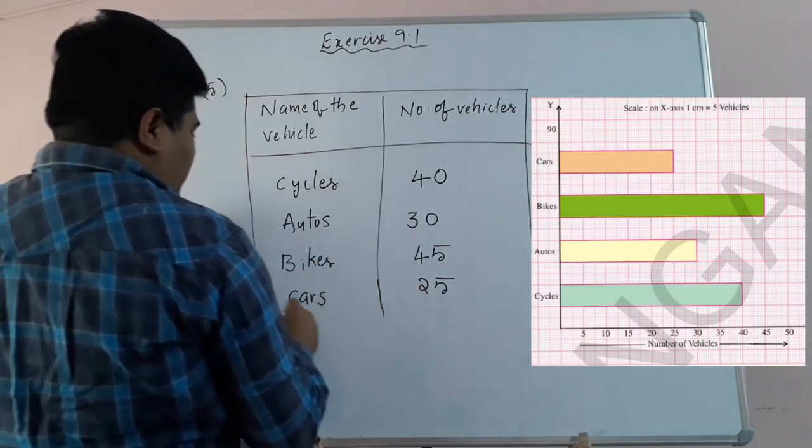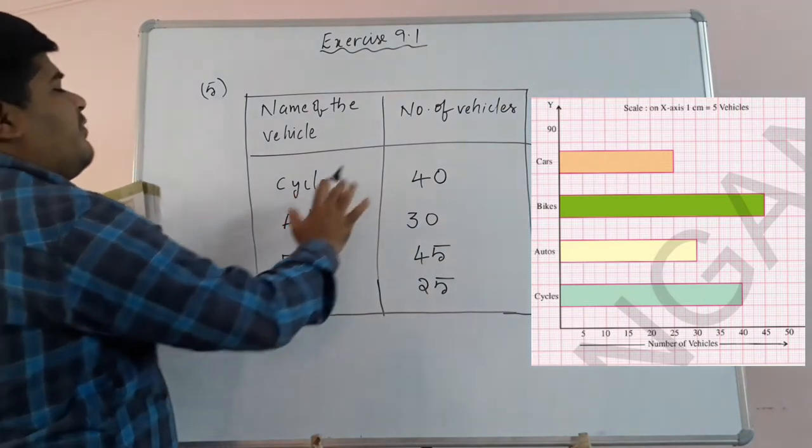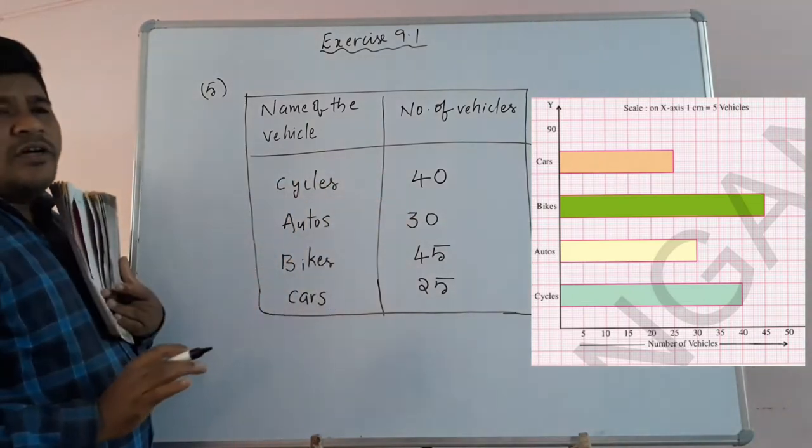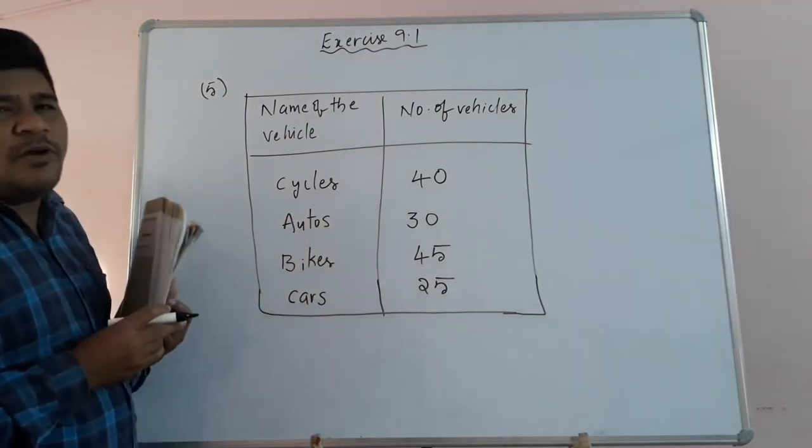So children, here what is this frequency distribution table? We wrote individually how many vehicles are there in the table. Okay. So this is the frequency distribution table for the given problem. Now let's see the next problem.